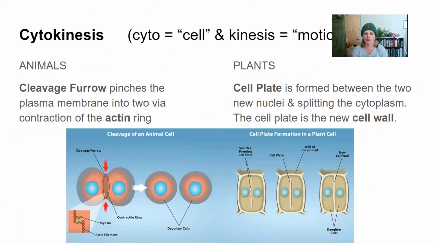Okay, so I kind of already talked about this. In animals, we have the cleavage furrow that's pinching off the cytoplasm, pulling the plasma membrane down until it pinches off into two. If you think of balloons, how you might twist one of those long skinny balloons, that's kind of what's happening. And then the cell plate is growing in between the two daughter nuclei and eventually becomes the cell wall that those two cells now share.